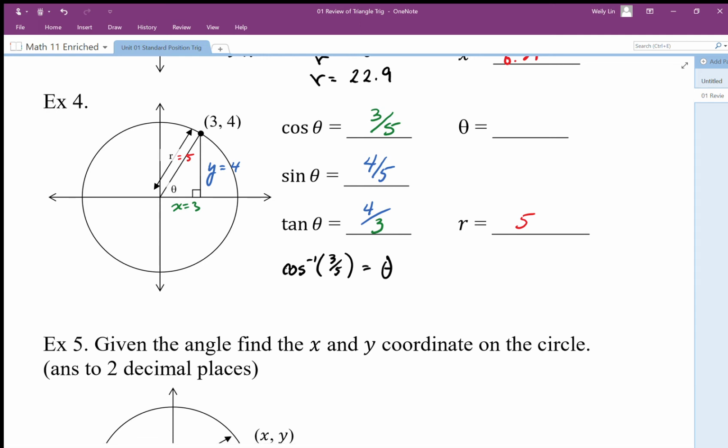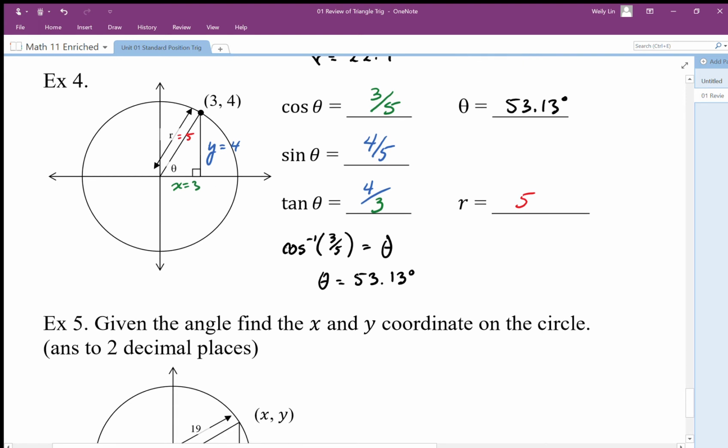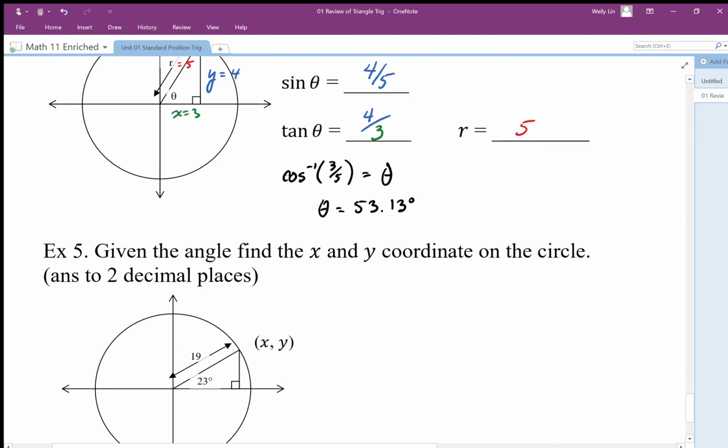So I'm going to do 3 over 5, and the inverse cosine gives me 53.13 degrees. Okay, so there's my angle, and this is not quite proportionally correct, but based on those proportions it is about the right angle.